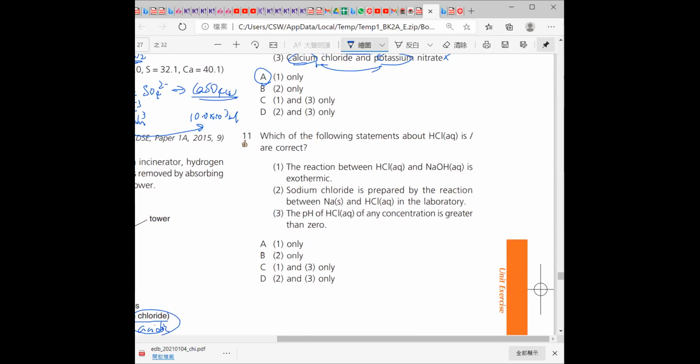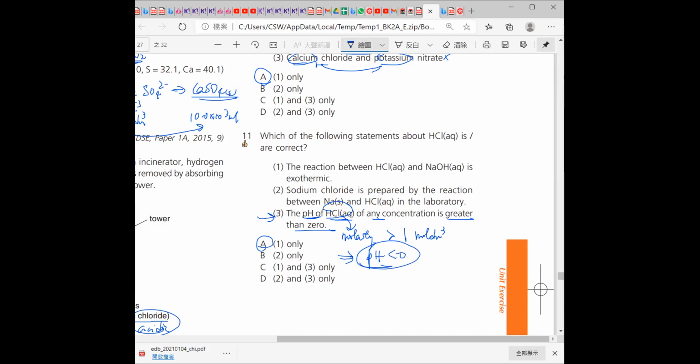11. Which of the following statements about HCl is correct? The answer is A. Now, I would like to give some address of this. pH of HCl at any concentration is greater than 0. There can be the case that if the HCl has a molarity greater than 1 mole per dm cube, the pH may have a chance of having a negative value. Okay, it's not always greater than 0. It can be negative if you are going to deal with an acid having a very high concentration. So this is point number 1.